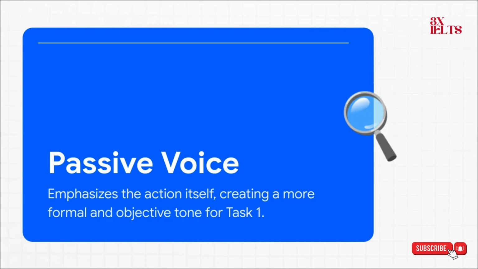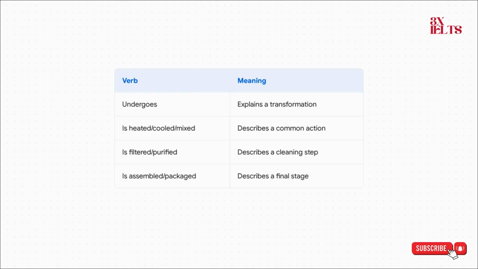And this is exactly why it's so important. Using the passive voice makes your writing sound more formal, more objective, more academic. And that's precisely what the examiners are looking for in writing task 1. So the bottom line is this. You need to make the passive voice your new best friend. Next up in our toolkit, strong verbs. Let's get some upgrades here. Instead of saying something like it changes, you could say the material undergoes a transformation. Instead of they clean it, you can say it is filtered or is purified. Using specific, precise language like this is such an easy way to boost your vocabulary score.